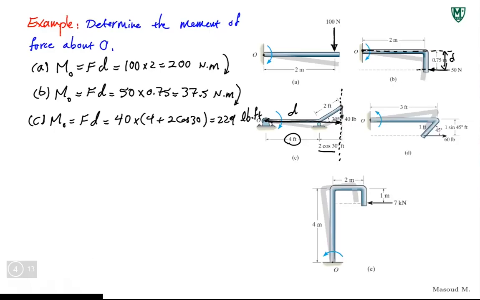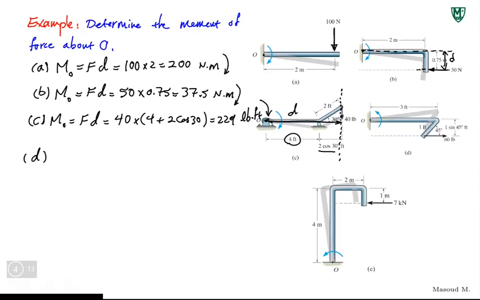The direction, again, four fingers along the line, palm of my hand towards the point that I'm finding the moment about, make a fist. It's clockwise. That would be the direction. Can do better. All right, let's take a look at D.